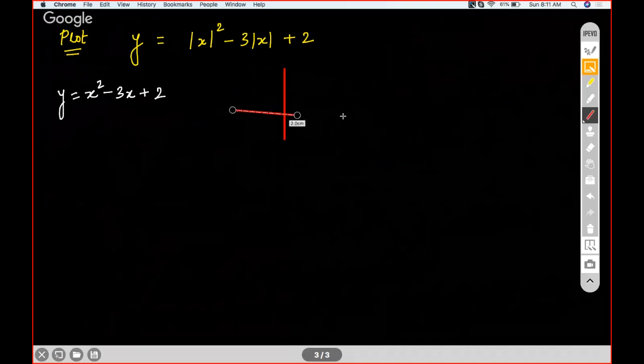So how's the curve? It's going to have its roots at x equals 1 and x equals 2, and its vertex is going to be a minimum point between 1 and 2. So it will be coming like this.